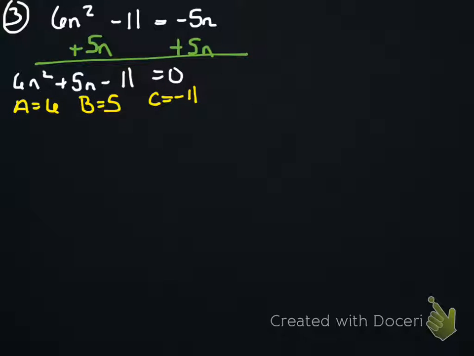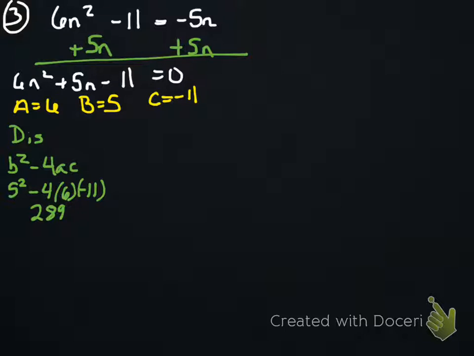Then we're going to go into our discriminant. B squared minus 4AC. So 5 squared minus 4 times 6 times a negative 11. And so when we find that number, it turns out to be 289.